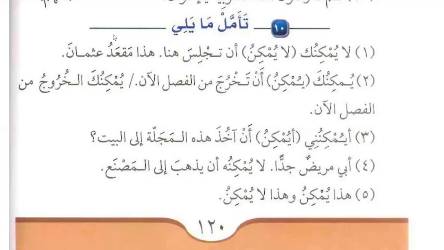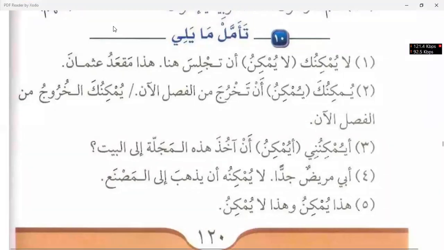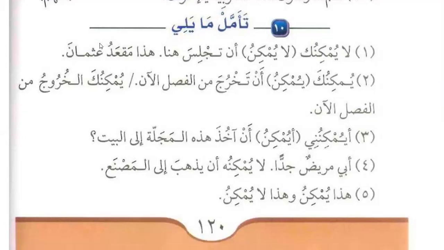Yumkinuka. Yumkinu an takhruja min al-fasli al-an. Yumkinuka al-khuruju min fasli al-an. Ayumkinuni an aqra'a hazihil majallati ilal baiti? Abi maridun jiddan la yumkinuhu an yazhaba ilal masna'i. Haza yumkinu wa haza la yumkinu. This is possible and that is not.